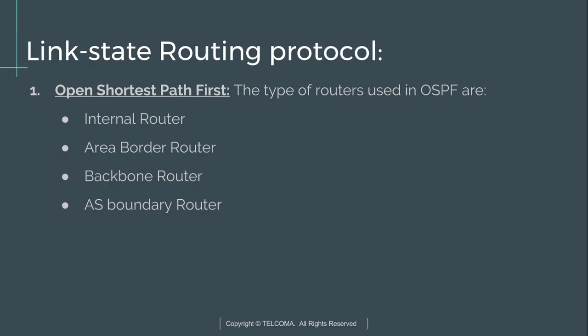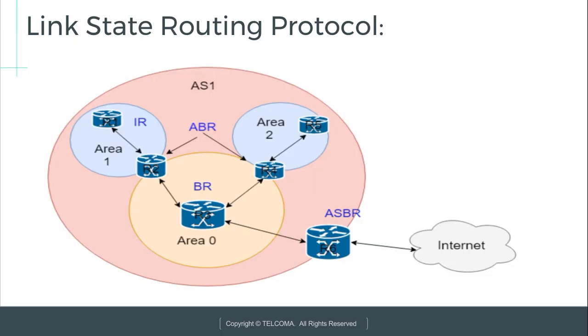Next, we will learn about the types of routers used in OSPF. It uses internal routers, area border routers, backbone routers, and the autonomous system boundary router. Let's discuss these one by one. As shown in the diagram, there is a backbone router BR, IR is the internal router, ABR is the area border router, and ASBR is the autonomous system boundary router.